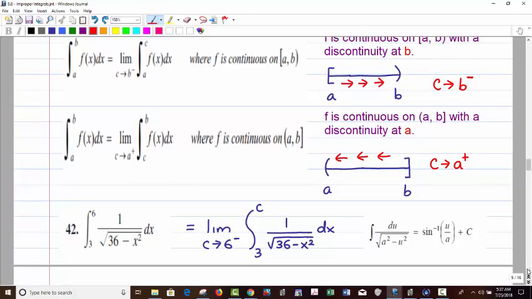Let's look at the next one. This is saying your discontinuity is at the lower value A. So it goes from A to B, where it's closed at B. So the discontinuity is at A. And so this time, to approach A, you can only approach A from the right to the left, which makes that a positive superscript. So basically, in a nutshell, if the discontinuity is the upper value, it will have the minus limit. If it's at the lower value, it'll have the plus.